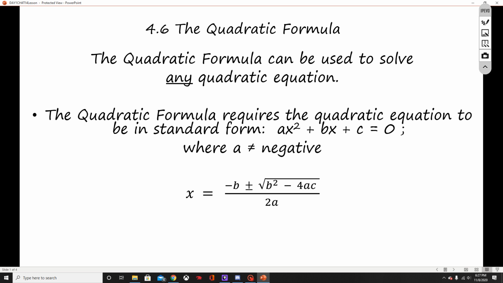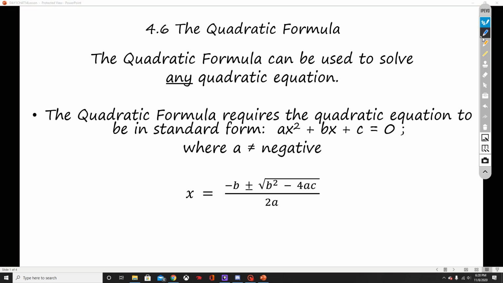And the quadratic formula can be used on any problem. Unlike factoring, which can only be used on some problems, the quadratic formula can be used on any problem, as long as the equation is in the proper form, which is standard form: ax squared plus bx plus c is equal to 0. This says where a is not equal to a negative number. A can be negative. I'm not sure why that's here, but a can be negative.